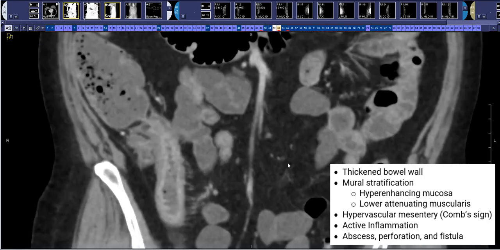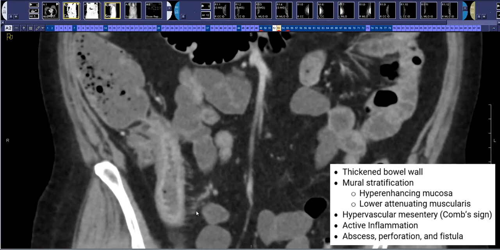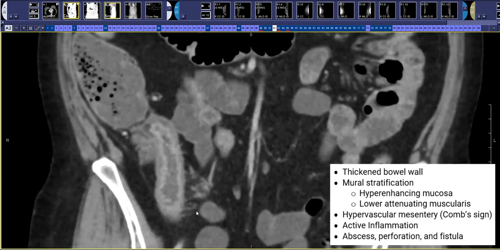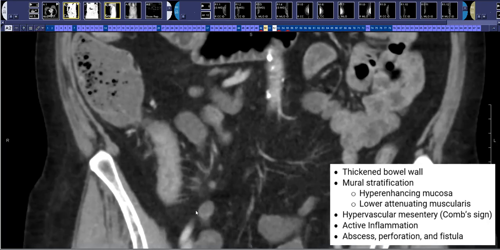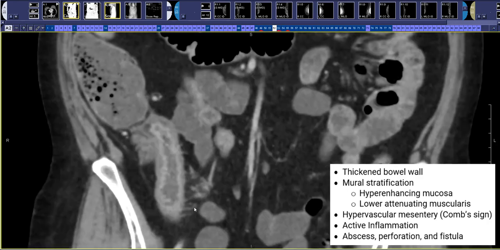Additionally, if you look here, oftentimes you can barely see the mesenteric vasculature adjacent to a bowel loop. This is called the comb sign, where you can see it, and it's much higher in number in terms of the mesenteric vessels supplying that segment of bowel than normal. That's just a sign of hyperemia and active inflammation again. On these studies, you always want to look for active inflammation, abscess, perforation, and fistula. Those are the key findings you're looking for on a CT enterography to guide therapy.